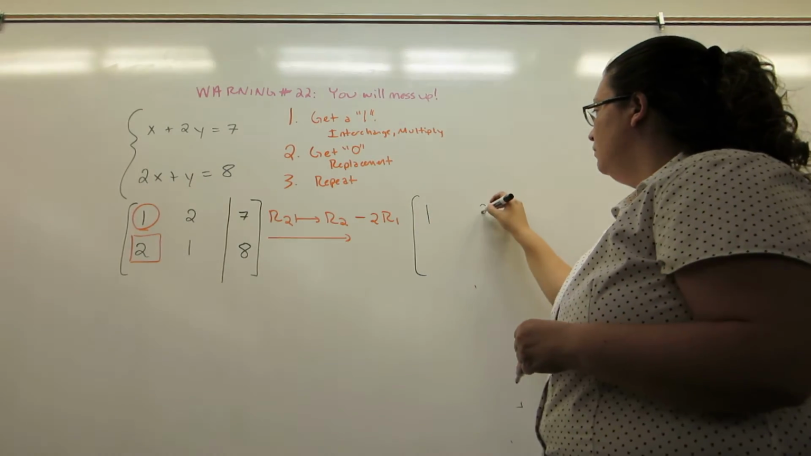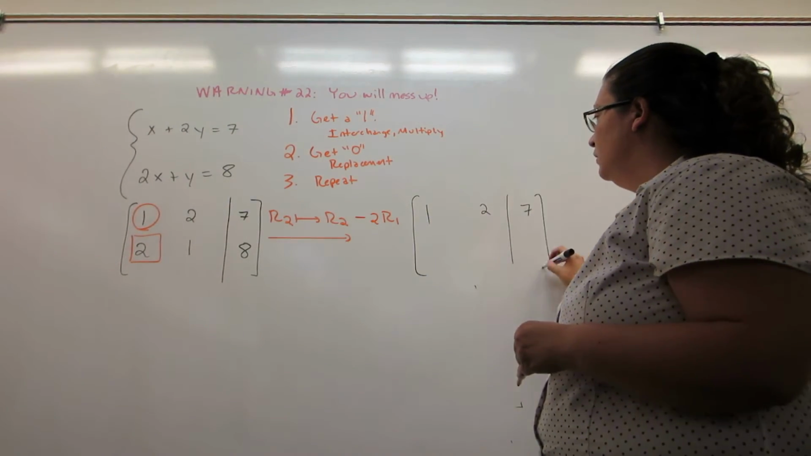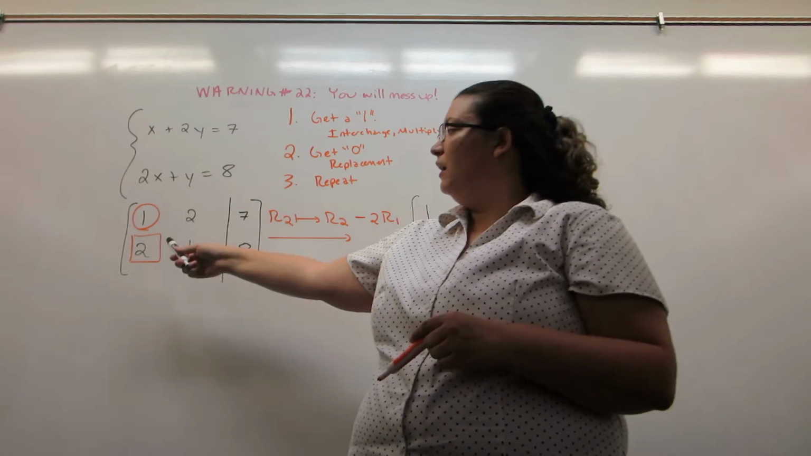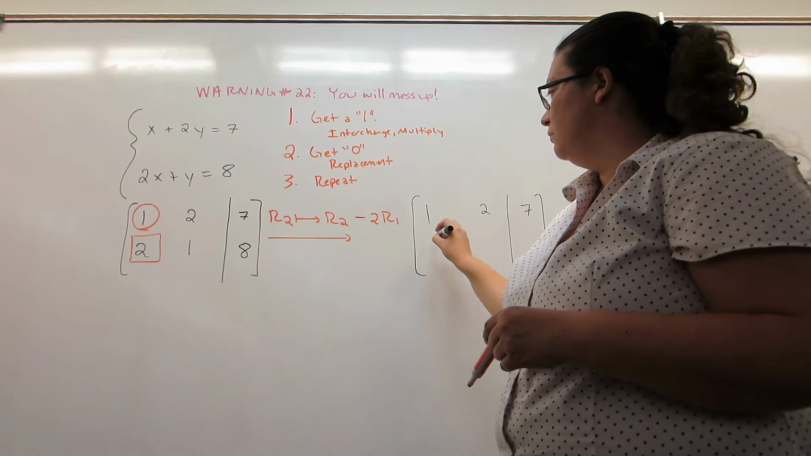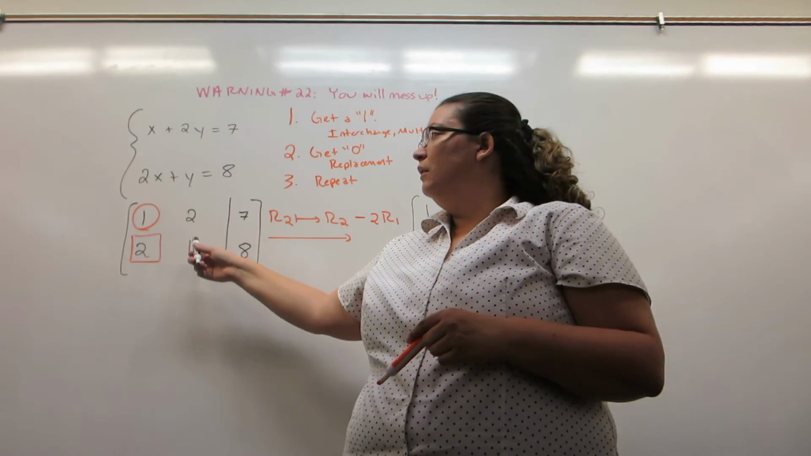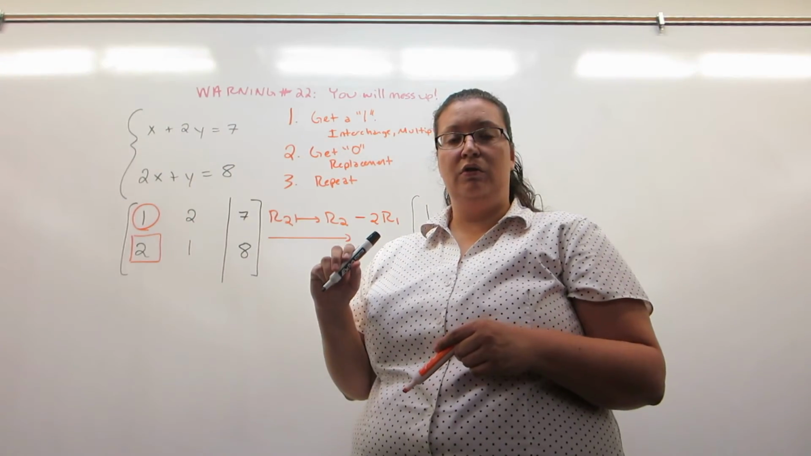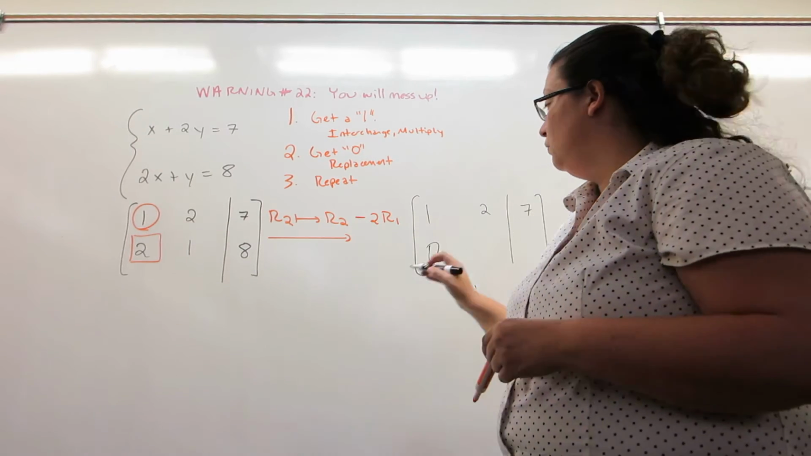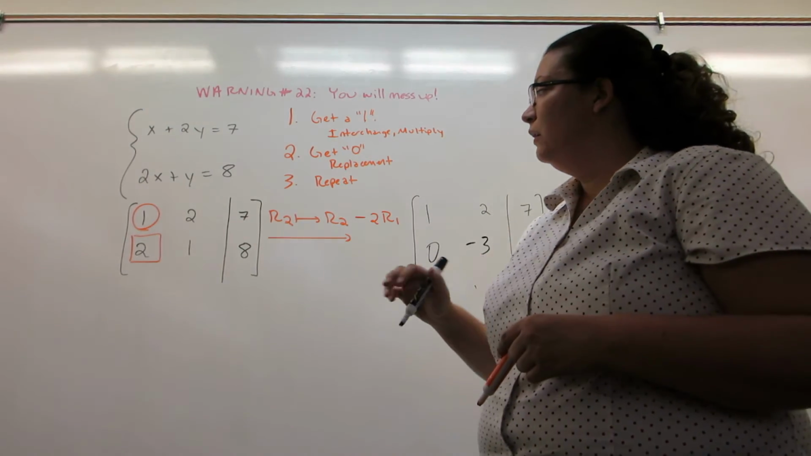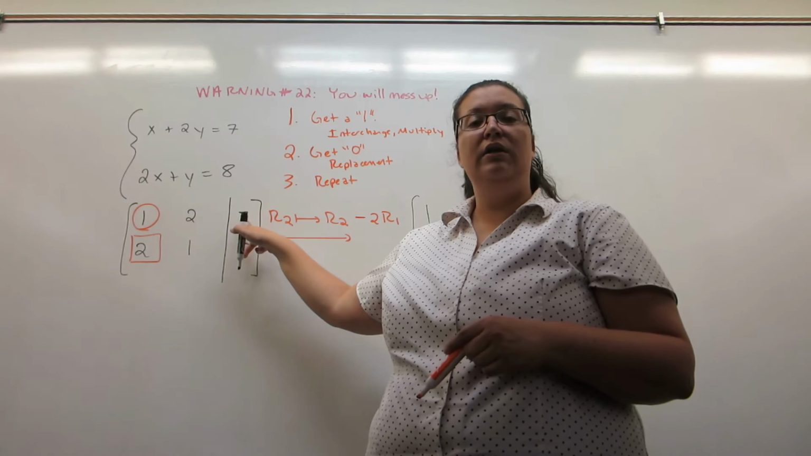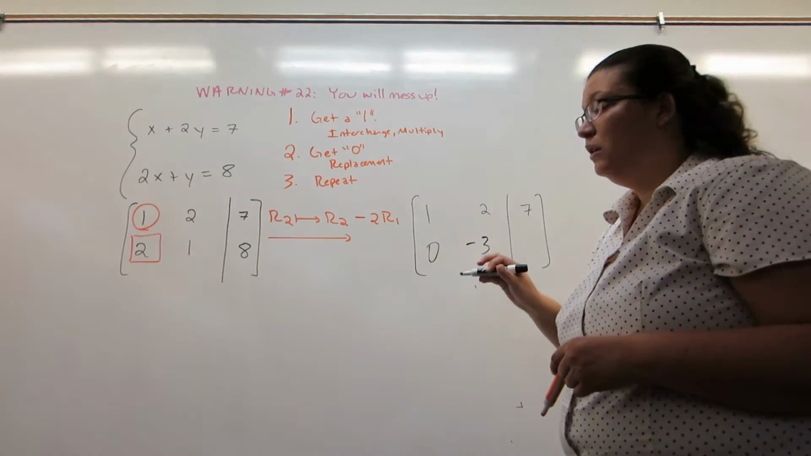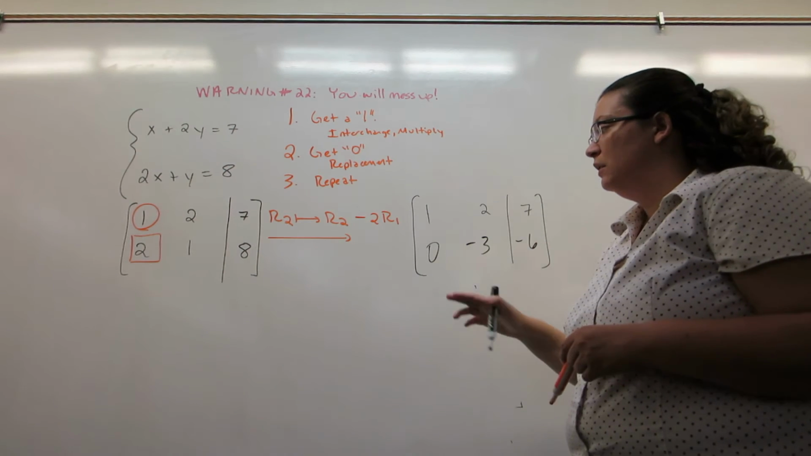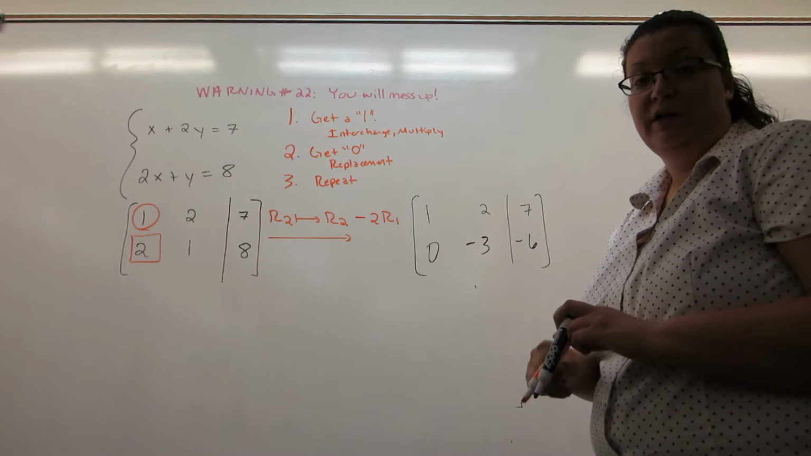My first row has not changed. But for my second, I'm doing 2 minus 2 times 1 is 0. 1 minus 2 times 2 is 1 minus 4, or negative 3. 8 minus 2 times 7 is 8 minus 14, which is negative 6. And I got the 0 where I wanted it.